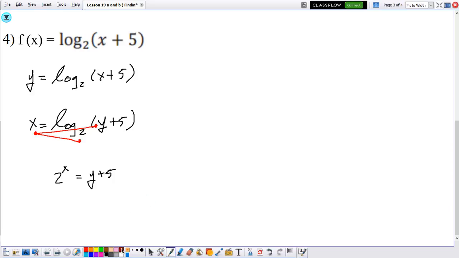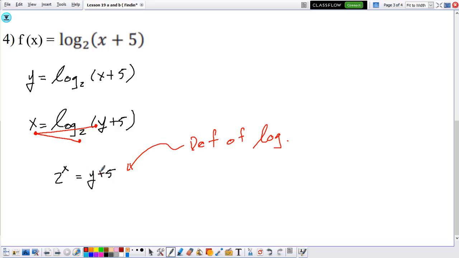Again, all we did here to come up with this is just use the definition of the logarithm. If you're still unsure about this, go back and find the video that talks about the definition of the logarithm, and you will understand why we're able to do this.